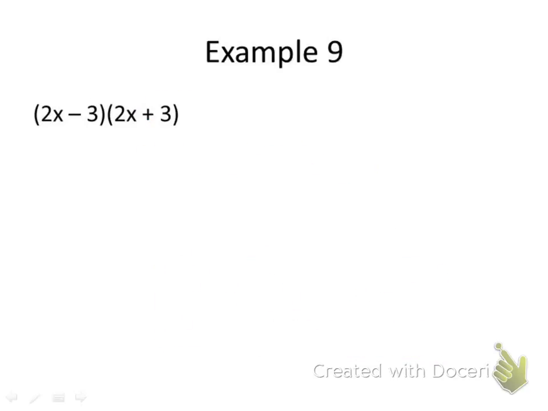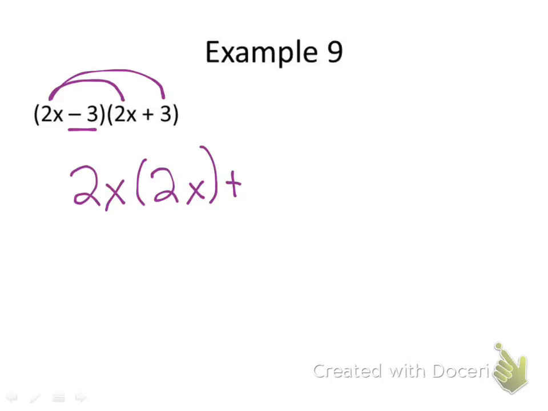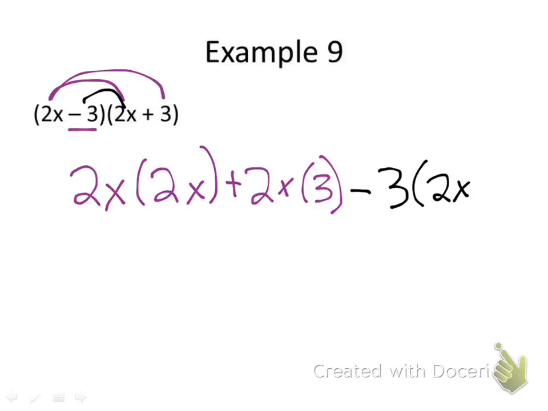All right, careful with that negative. I'm going to keep it with the 3 the entire time. So I need to start by distributing the 2x in the front to both terms in the back. So I'm going to have 2x times 2x plus 2x times 3. Next, I'm going to distribute the negative 3. So I'm going to have negative 3 times 2x and negative 3 times positive 3.